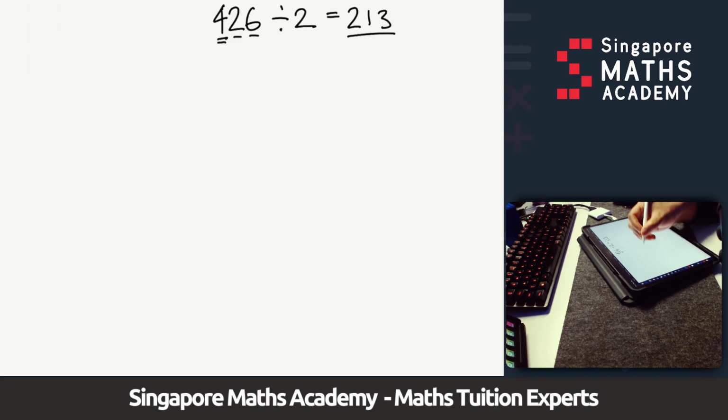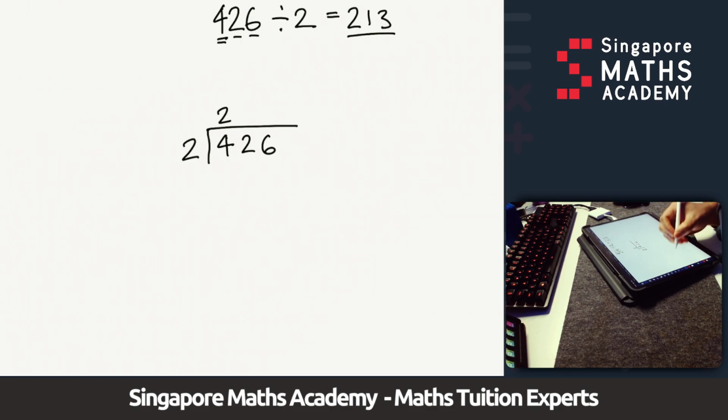Now, I'm using the bus stop method just to show you that you can also use the bus stop method if it's a larger number and you're not sure how to do this. So we're dividing 426 by 2. And so we do exactly the same thing that we did mentally. How many ways can we divide 400 by 2? It's going to be 2 ways, right? So 400 divided by 2 is going to be 200.